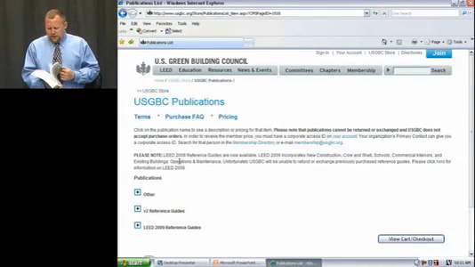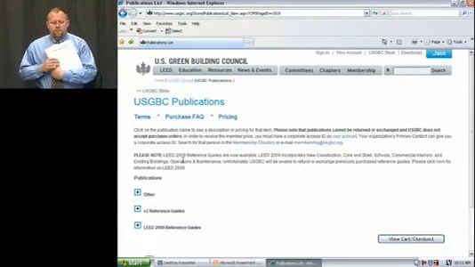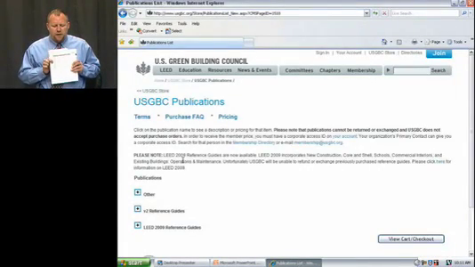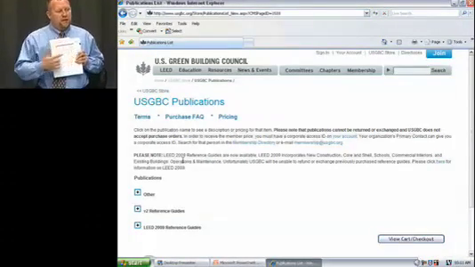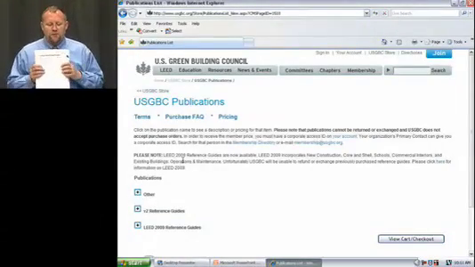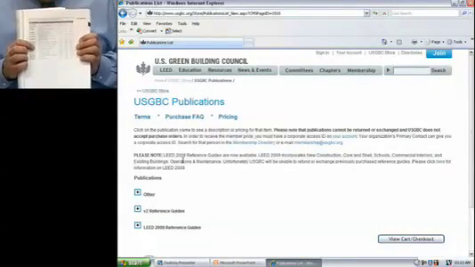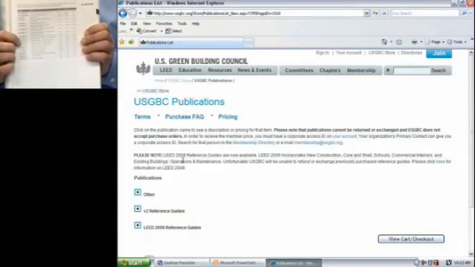But when you open this book, you will see things like this. It's probably pretty difficult to see, but this is a table. And what this table does, it lists all of the credits, and then it tells you over here which one it's applicable to. For example, there's 3 columns here. LEED for new construction, LEED for schools, and then LEED for core and shell.